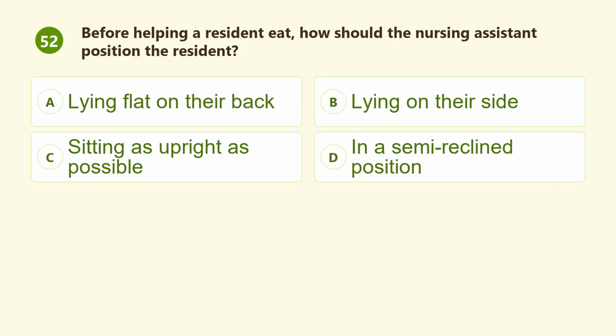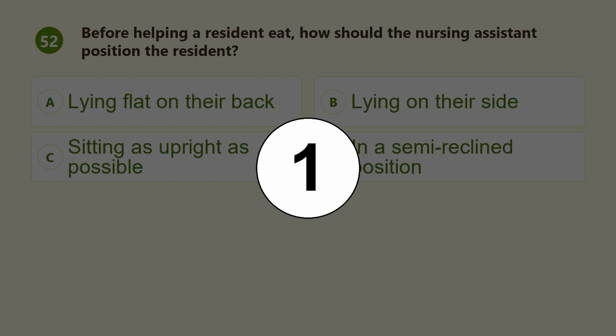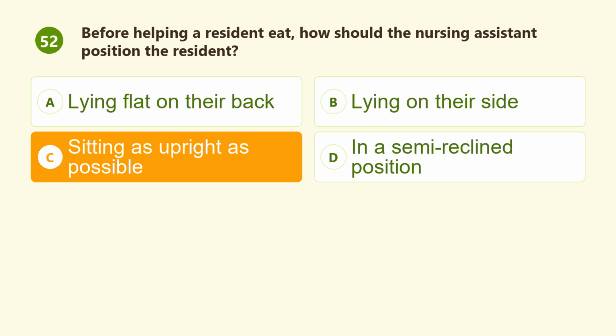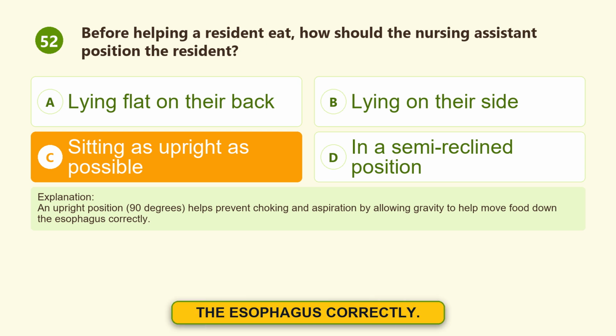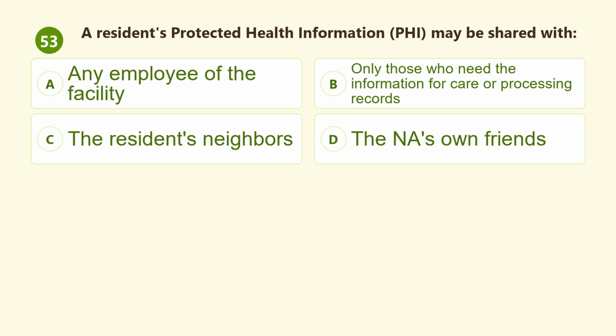Question 52. Before helping a resident eat, how should the nursing assistant position the resident? Option A, lying flat on their back. Option B, lying on their side. Option C, sitting as upright as possible. Option D, in a semi-reclined position. The correct answer is option C, sitting as upright as possible. An upright position, 90 degrees, helps prevent choking and aspiration by allowing gravity to help move food down the esophagus correctly.